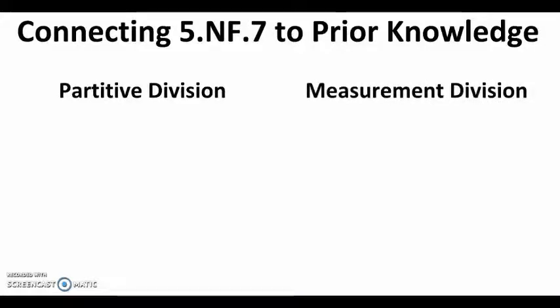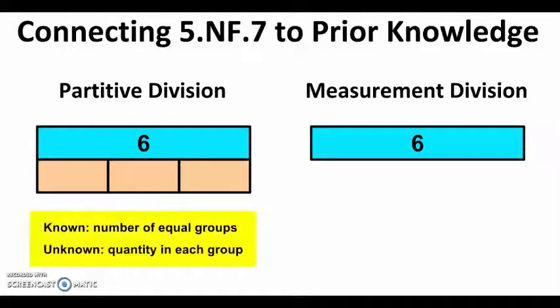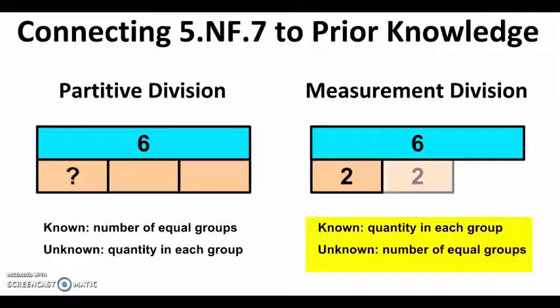In both types, you start with a total amount of something that you're going to split up into equal groups. In partitive division, you know how many groups to split it into, and you need to figure out the quantity in each group. Our quotient, then, is the size of one equal share. In measurement division, you have to figure out how many groups there will be. The quotient, then, is the number of equal groups. Part A of 5.NF.7 is mostly about partitive division, while Part B of 5.NF.7 is mostly about measurement division.